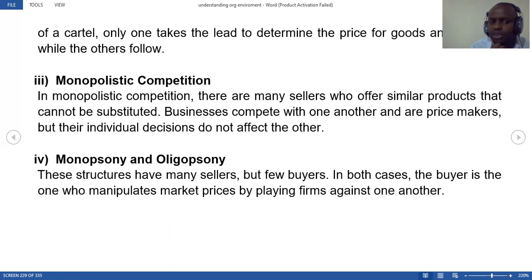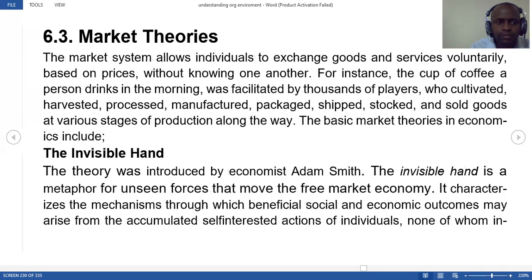Then we have the monopsony market. This structure has many sellers, but few buyers. So you realize in a monopsony market or oligopsony, we have many sellers, but few buyers for that product. In both cases, the buyer is the one who manipulates the market price by playing firms against one another. So the keyword there is that we have many sellers, but few buyers. Therefore, the buyers have a higher bargaining power than the sellers.